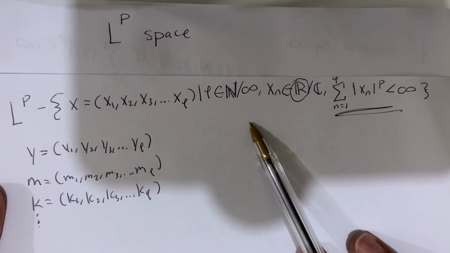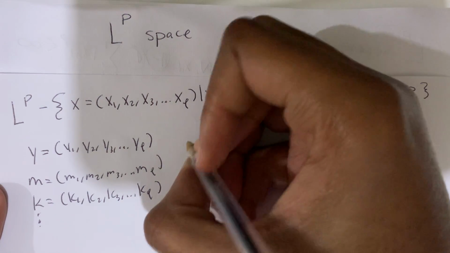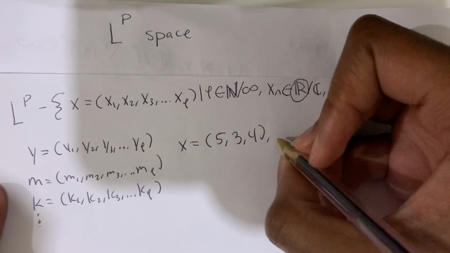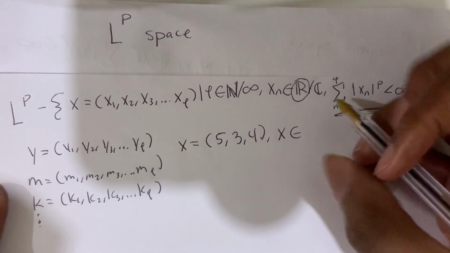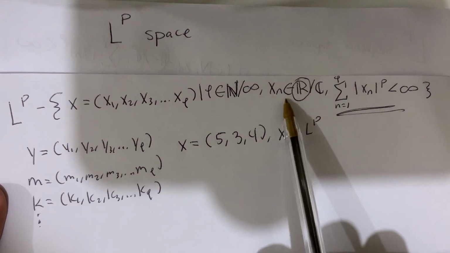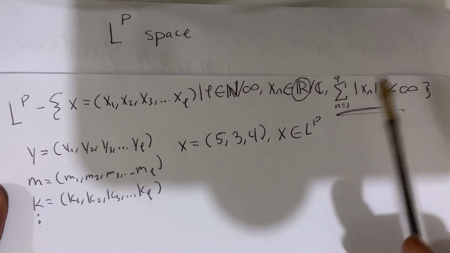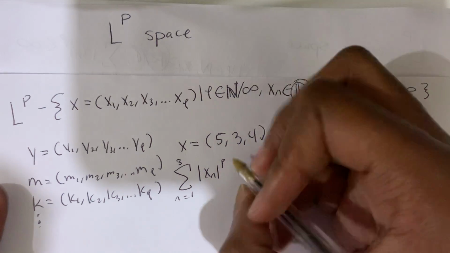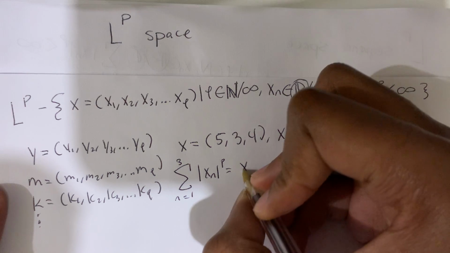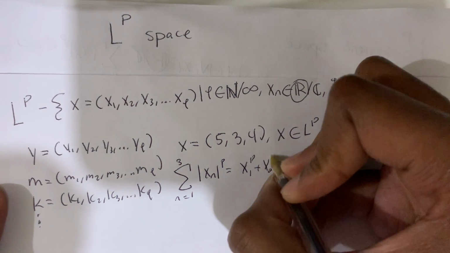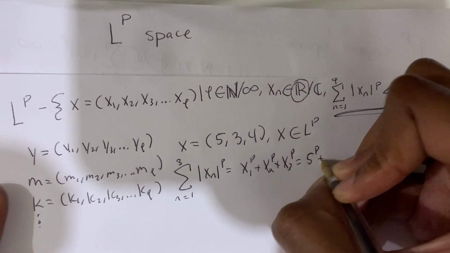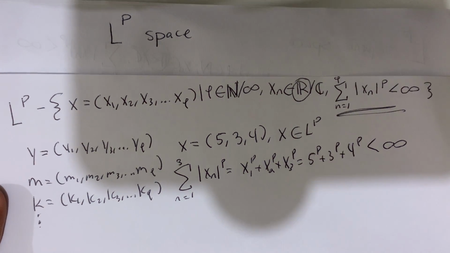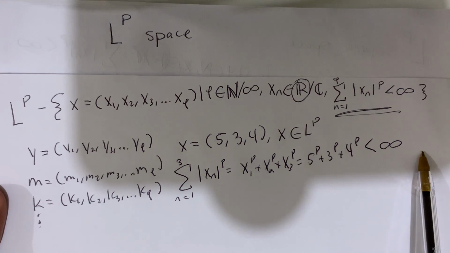So let me give you one example of a member of the LP space. Say we have x equals 5, 3, 4. You can see that this set x is a member of an LP space, since each member of x is real, and this holds: the sum of n equals 1 to 3 of xn to the p is equal to x1 to the p plus x2 to the p plus x3 to the p, which equals 5 to the p plus 3 to the p plus 4 to the p. That is less than infinity for all p, right? You can choose p to be 1, p to be 2, p can be a billion. This will be less than infinity. The sum will converge, since the sum has finite elements.